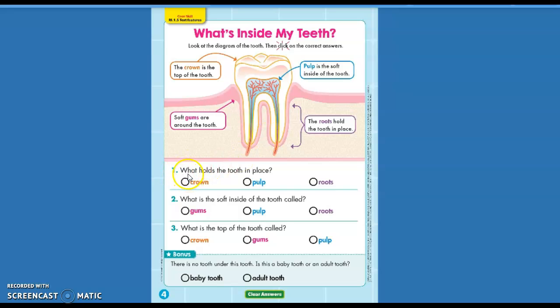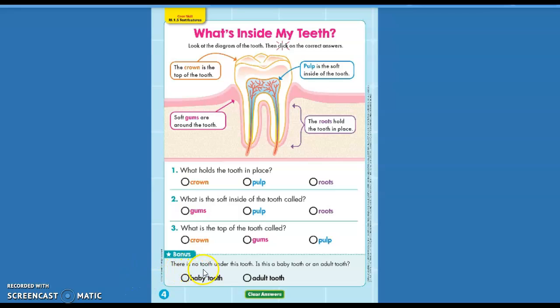So number 1 says, what holds the tooth in place? Crown, pulp, or roots? Go ahead and circle in the right answer. 2 says, what is the soft inside of the tooth called? Gums, pulp, or roots? Number 3 says, what is the top of the tooth called? Crown, gums, pulp.